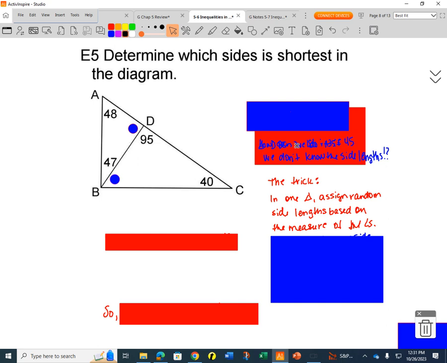So go ahead and write the trick again, and we're only going to write part of it. The trick is in one triangle, assign random side lengths based on the measure of the angles. And then we're going to use those in the second, but I just want you to remind yourself what the trick is. You should have all of this in your first notes. The back side. Yeah, we're going to rewrite. That's why I'm not making you rewrite all of it. But we are going to rewrite this trick part, the first part of the trick.